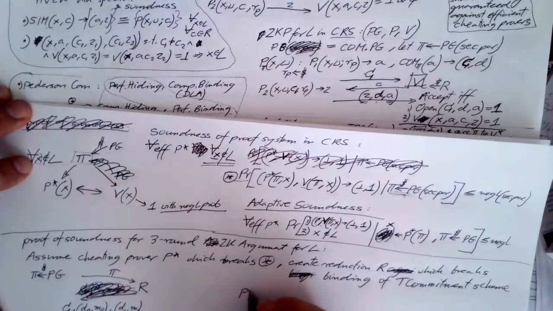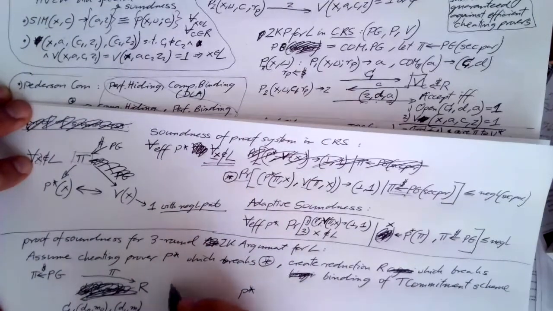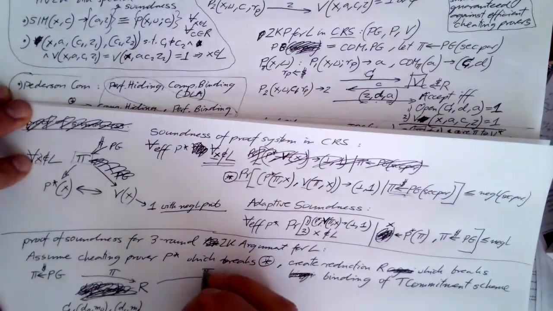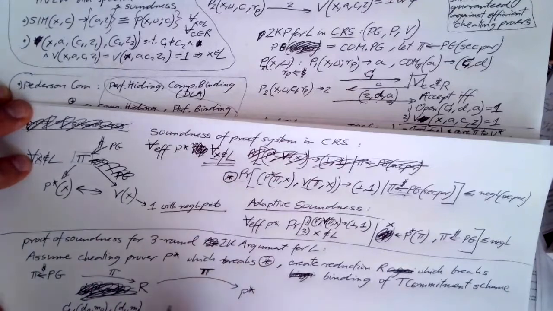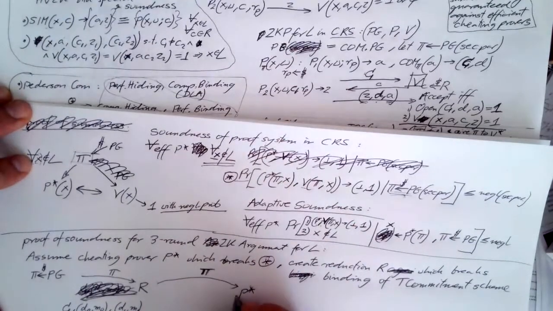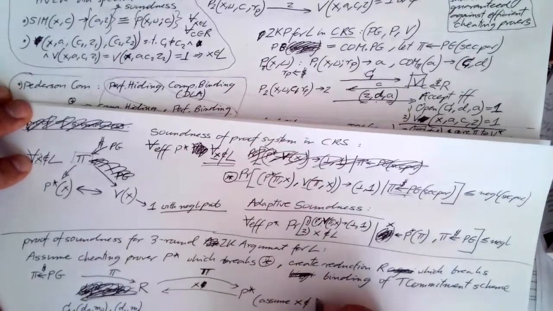Well, it has this cheating prover. Let's give the same parameter to the cheating prover, because this is the parameter of the proof system. This is the CRS of the proof system. Now, what did this prover do? Maybe it's okay if the prover simply says, here is the X, not in the language. And assume X is not in the language.